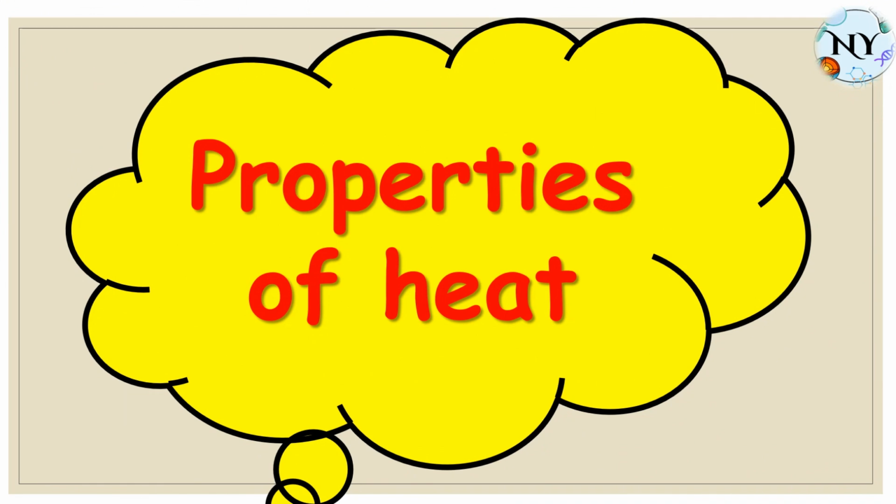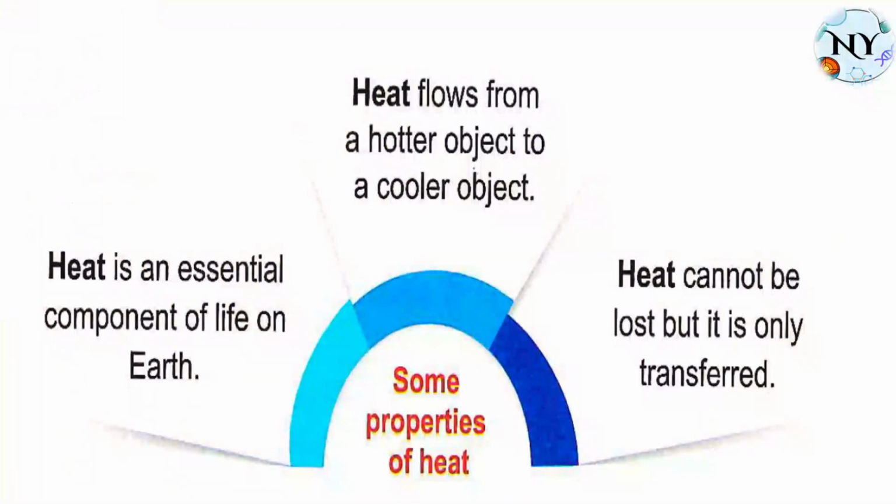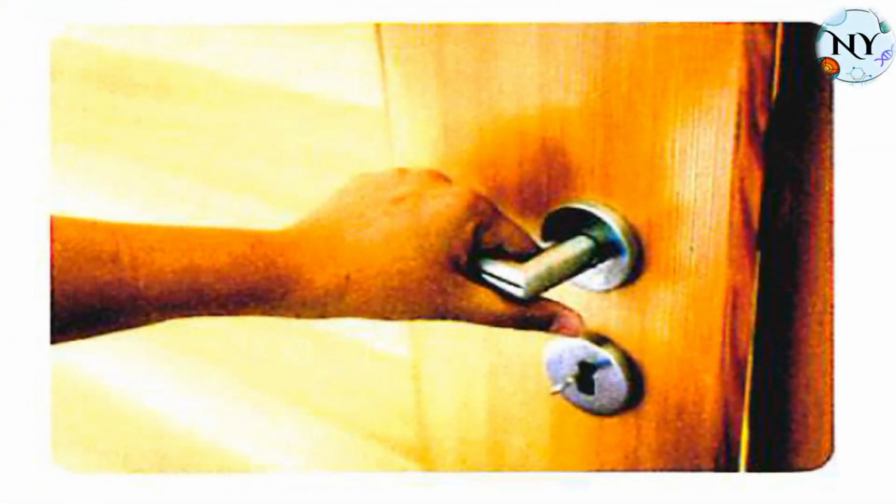So what are the properties of heat? We have three essential properties of heat. Number one, of course, heat is an essential component of life on Earth. Without the heat, we cannot survive. And as we said before many times, heat flows from a hotter object to a cooler object. It always happens. And heat cannot be lost, but it's only transferred.